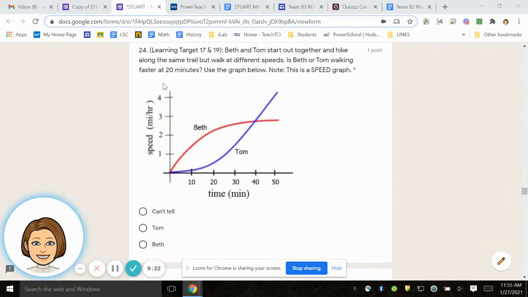Number 24 is a speed graph. Notice it's a speed graph, so the higher up you go, the faster you're going. Beth and Tom start out together and hike along the same trail, but walk at different speeds. Is Beth or Tom walking faster at 20 minutes? Use the graph below. This is a speed graph. So who is walking faster at 20 minutes? You can't tell? It's Tom or it's Beth.